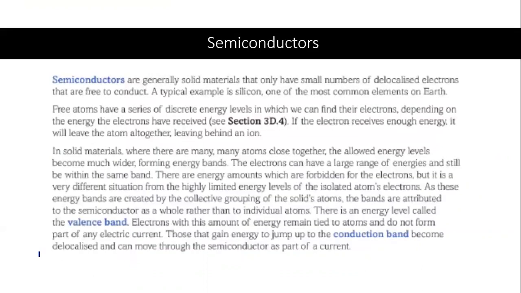Now let's talk about our semiconductors, right? I told you guys a semiconductor is only able to partially conduct electricity. Now, what is the reason behind it? The reason is that semiconductors only have a small number of delocalized electrons that are free to conduct. The number of delocalized electrons found in semiconductors is not as much, and you cannot compare it to the number of delocalized electrons you can find in metal.